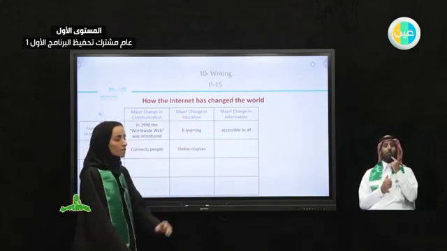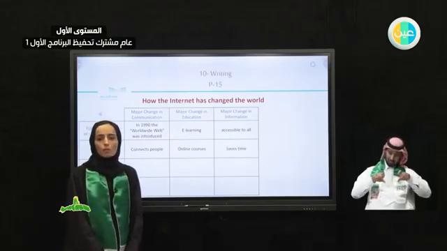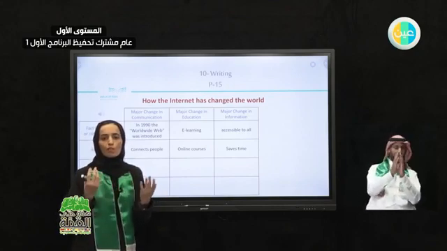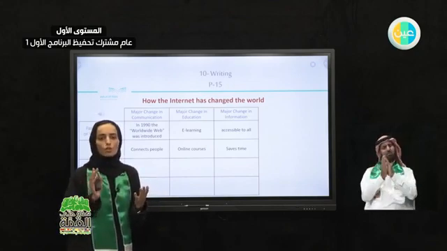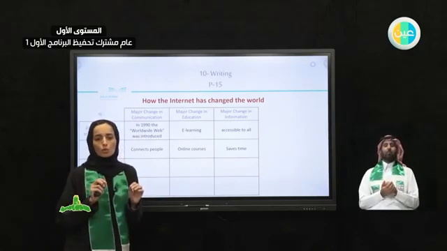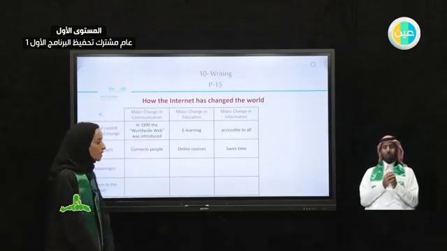What about information? Information with the internet, the good side, that it saves time. You don't need to go to the library or, let's say, flip through the newspaper. All you need is just one click, you will Google a word, a keyword, and that's it. And you will get the information.